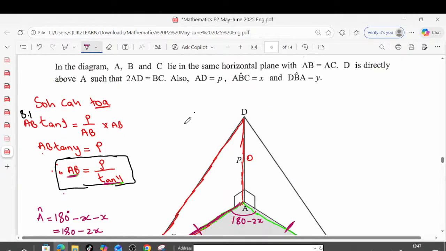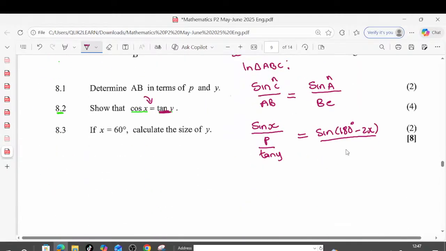I think it was given that BC is 2 times AD. So what is AD? AD is given as P. So this tells me that BC is 2P. This will be BC because AD we know is P. So BC is just 2P. Now I'm just going to substitute that as 2P. I hope everyone understands where the 2P is coming from.